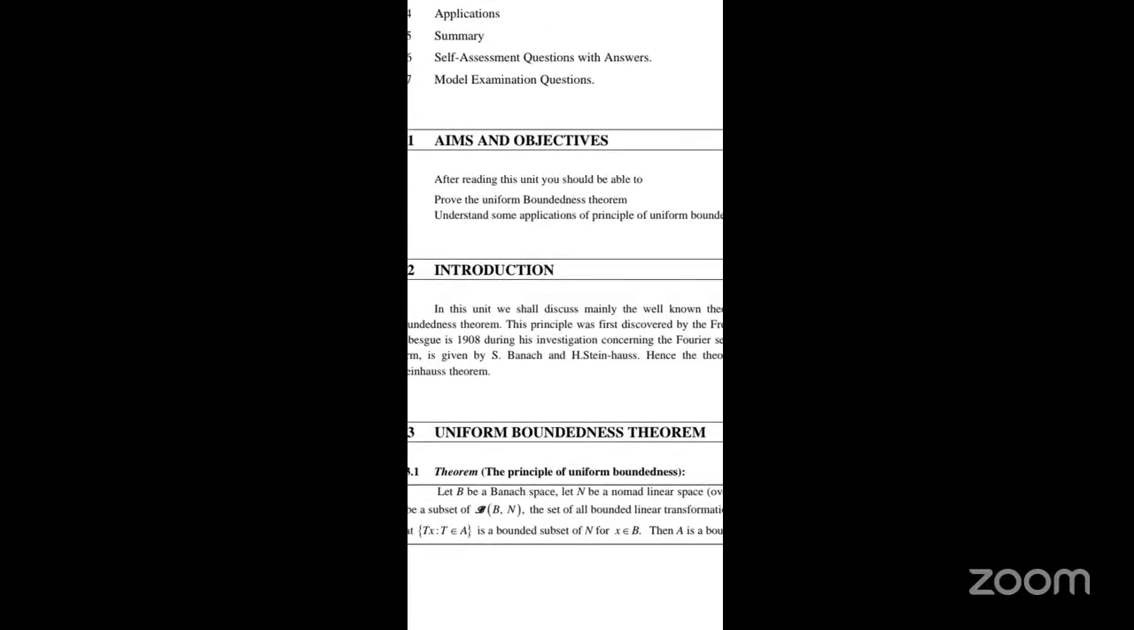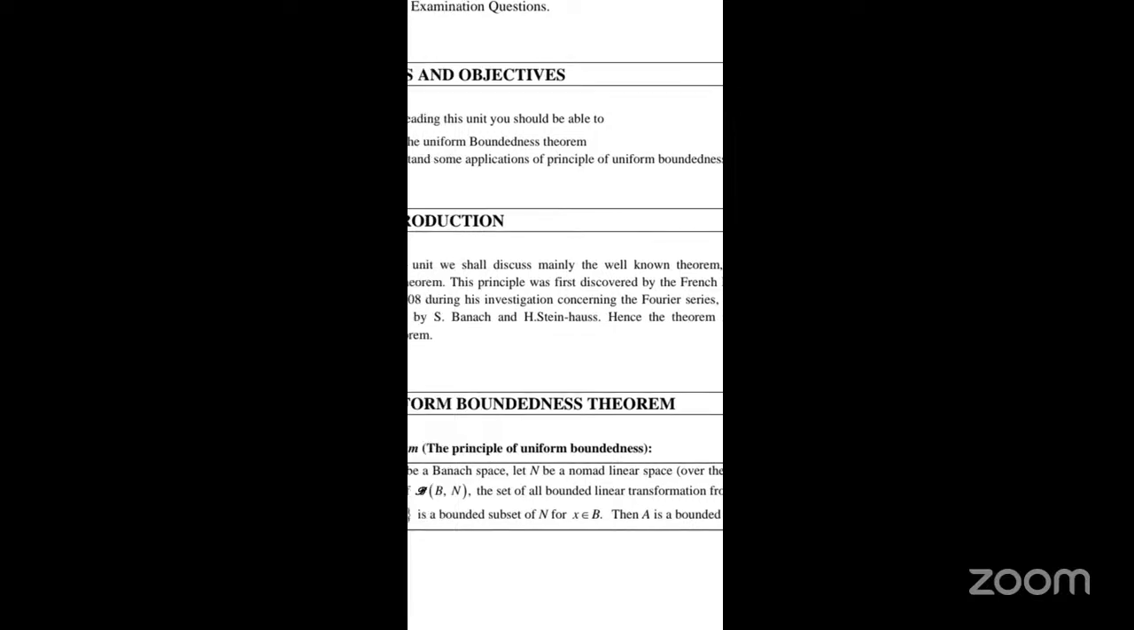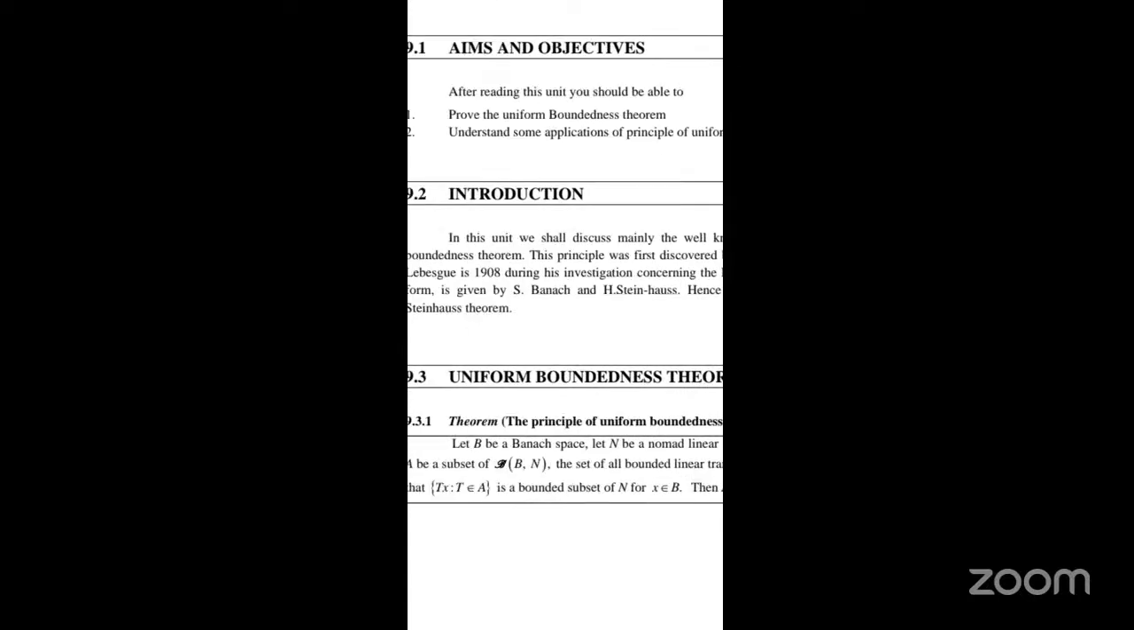Now, what is the principle? The uniform boundedness principle: let B be a Banach space and N be a normed linear space over the same scalar field, and let capital A be a subset of script B of B and N. The script B represents the transformations from B to N. The set of all bounded linear transformations is denoted by script B of B and N.